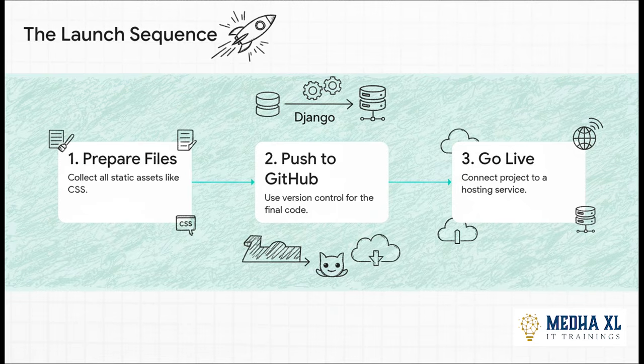First, we prepare our files, gathering up things like our style sheets. Second, we push all of our code to a repository on GitHub, which acts as the central source of truth for our project. And finally, step 3, we connect that repository to a hosting service. That service then takes our code and runs it on a live web server for everyone to access.